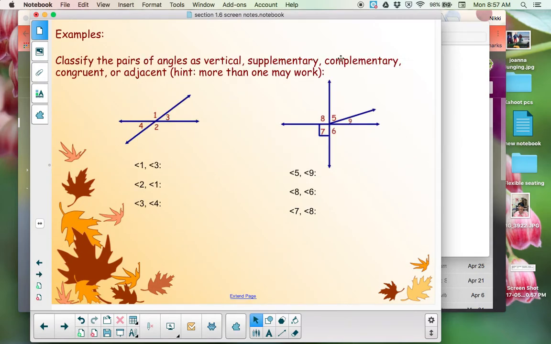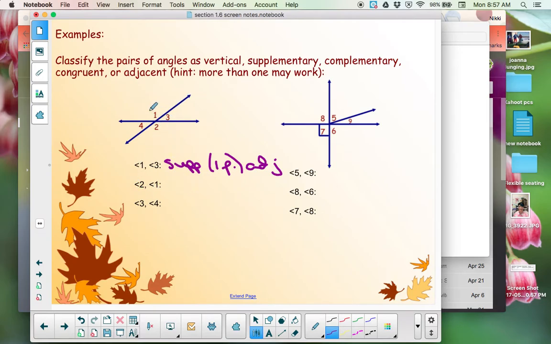As far as the vertical, supplementary, complementary, congruent, adjacent, all those things, you have to look at the picture. If you look at angles 1 and 3, notice that 1 and 3 make a straight line. When you put them together, they make 180 degrees, so we would say that they're supplementary. They are adjacent, so in theory, they'd be a linear pair. Since they're a linear pair, they would also be adjacent. Notice that they share this side.